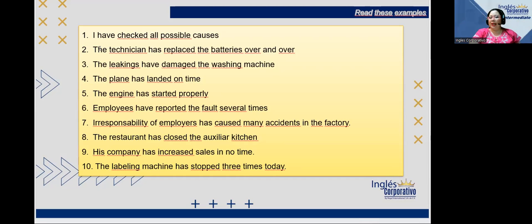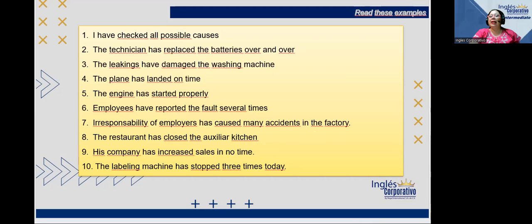So let's read the examples. The technician has replaced the batteries over and over. The leakings have damaged the washing machine. The plane has landed on time. The engine has started properly. Employees have reported the fault several times. A responsibility of employers have caused many accidents in the factory. The restaurant has closed the auxiliary kitchen. His company has increased sales in no time. The labeling machine has stopped three times today.